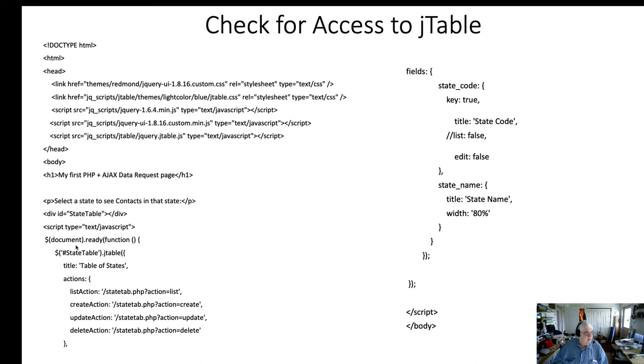Then we start the document ready function, and I'm saying it's going to be JTable associated to the ID state table. The title is going to be table of states. And the actions I want: list, create, update, and delete. They're all going to call a program called statetable.php. And we're going to pass with a GET, because this isn't data that I'm worried about, to tell the program what we want to do. We're going to define the fields. We have state code and state name, and the end of the script and the end of the body.